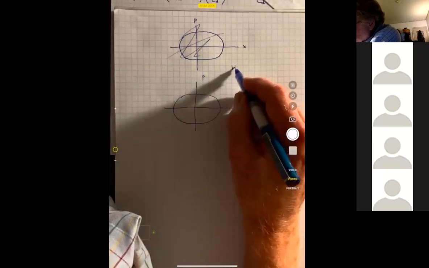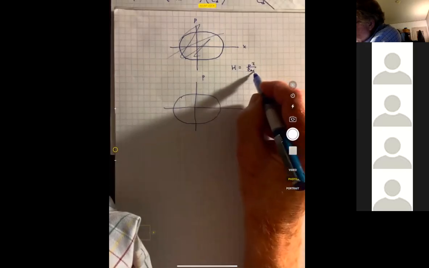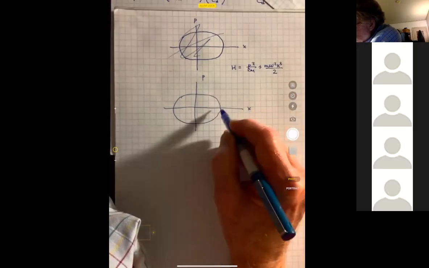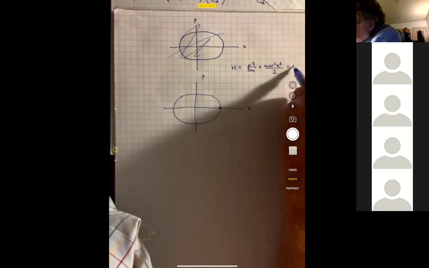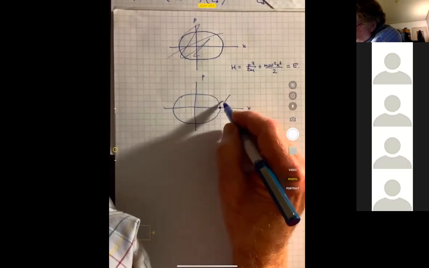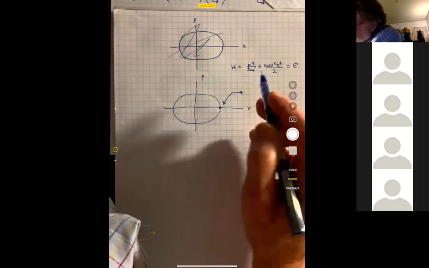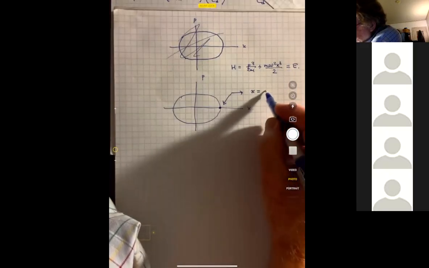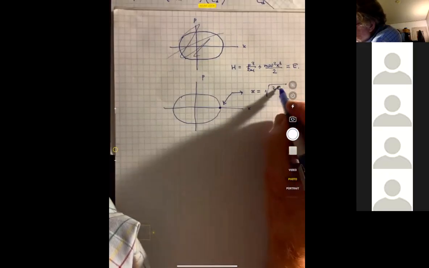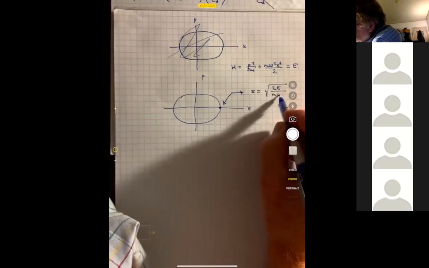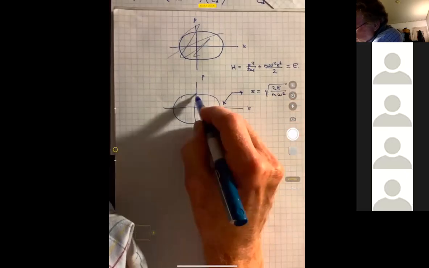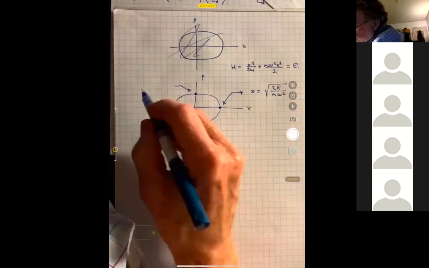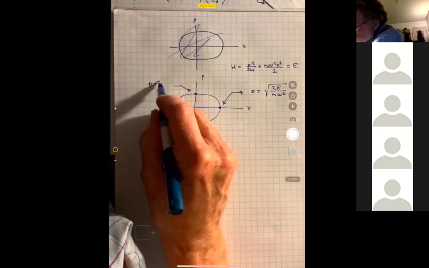The Hamiltonian is p squared over 2m plus m omega squared x squared over 2. And if I have a definite energy E that I'm talking about here, then the x turning point is obtained by setting the momentum equal to 0 and solving for x. So this gives me x is the square root of twice the energy divided by m omega squared. On the other hand, the momentum turning point is obtained by setting x equal to 0 and solving for p. And that gives me p is equal to the square root of 2mE.